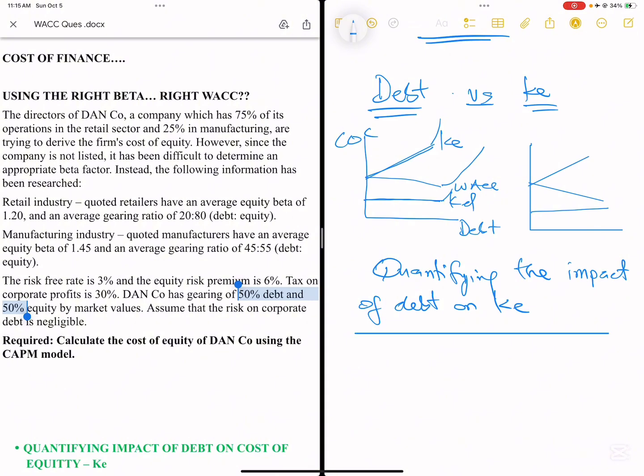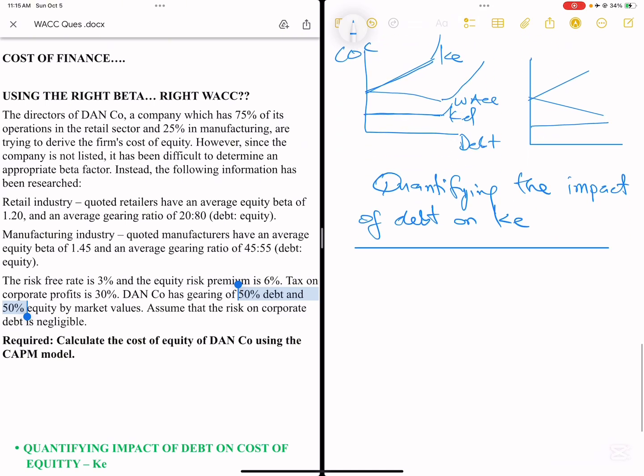Very important. When I change my capital structure, when I increase my debt or decrease my debt, what will be my new cost of equity? That is the question that you need to be able to answer. And to be able to do that, M&M also gives us a new formula.